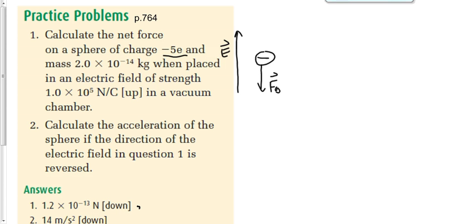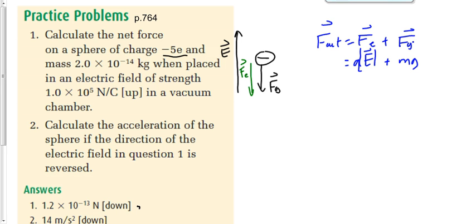We know that the force is downwards because a negative particle has to experience an electric force opposite to the direction of the field. This is a positive particle, the force would be upwards on it. All right, let's say F net is equal to the sum of the forces. And we're just looking for F net this time, not the acceleration, so we won't even sub in m times a for that. So QE is equal to our QE plus mg.